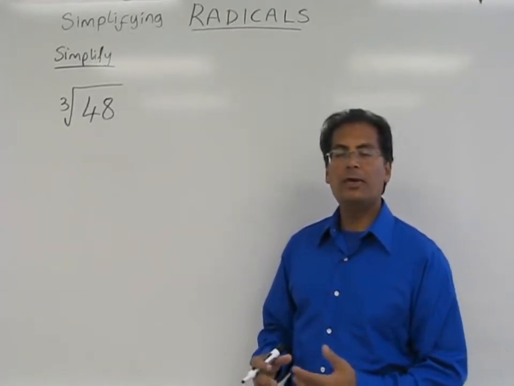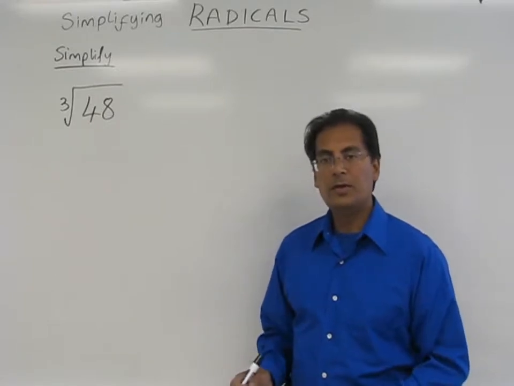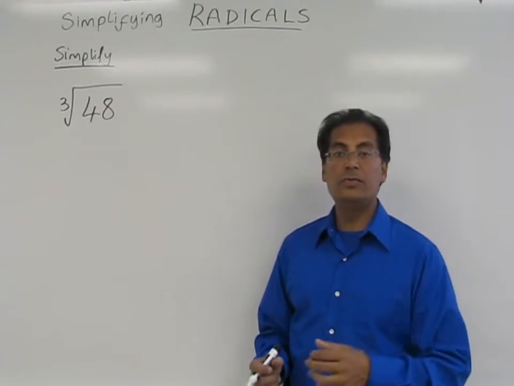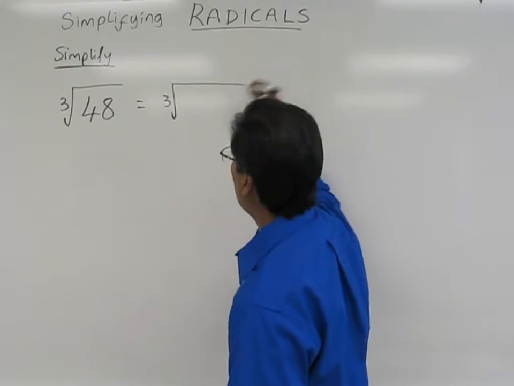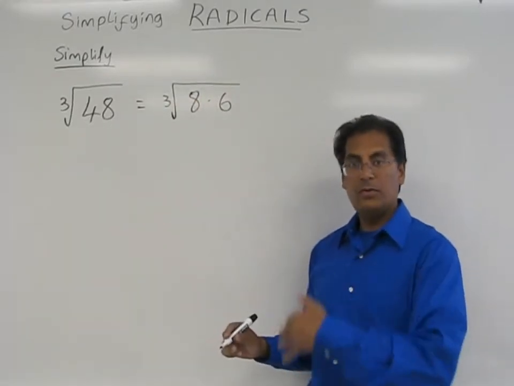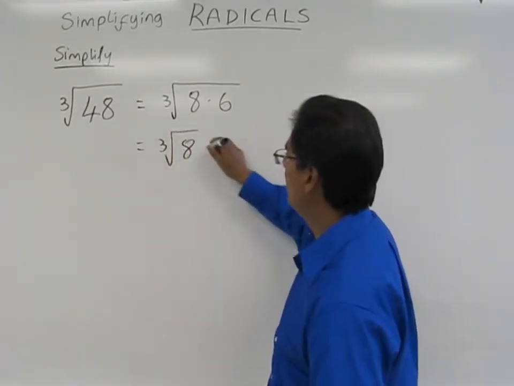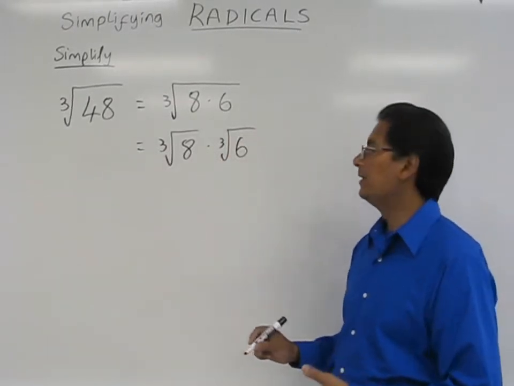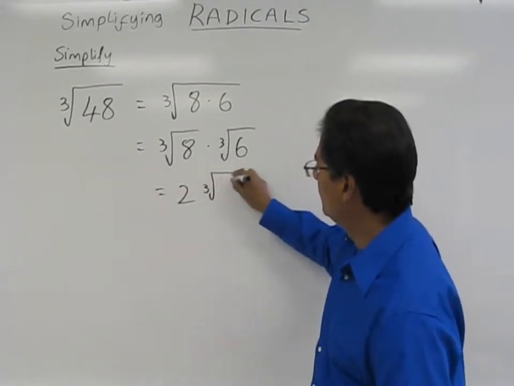So I'm thinking, well, 48 is 16 times 3. That's not a perfect cube. But 8 times 6. 8 is a perfect cube because 2 cubed is 8. So I can break this down into the cube root of 8 times 6. And just as we did with square roots, we can break this up into separate cube roots. The cube root of 8 times the cube root of 6. And I know the cube root of 8 is 2. So this becomes 2 times the cube root of 6.